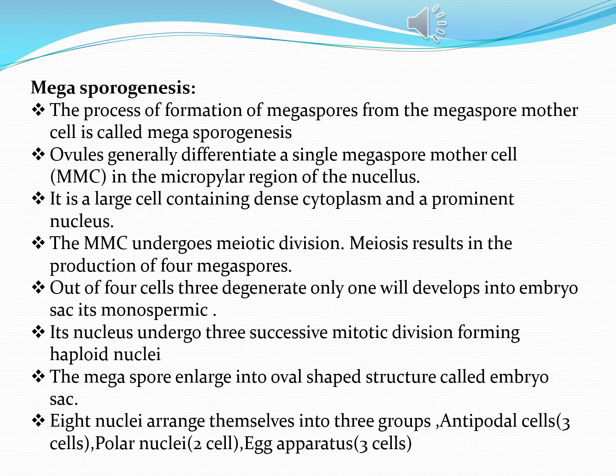The megaspore enlarges into an oval shaped structure called the embryo sac. This embryo sac consists of 8 nuclei. They arrange themselves into 3 groups: the antipodal cells, the polar nuclei, and the egg apparatus.